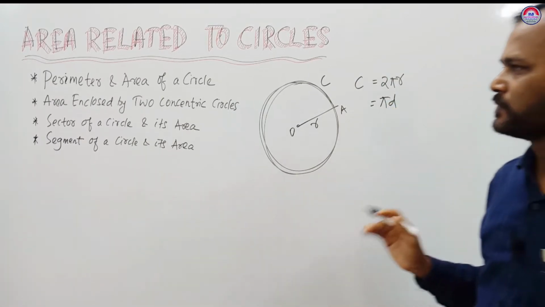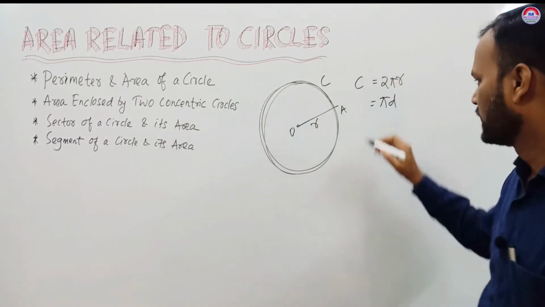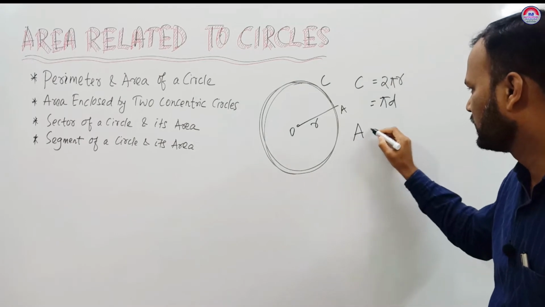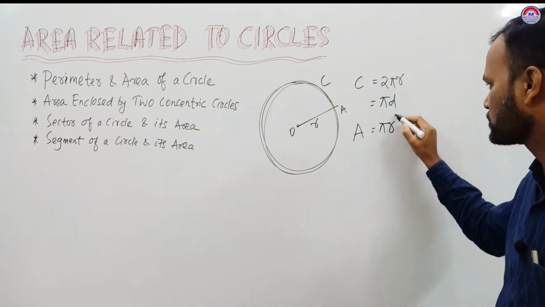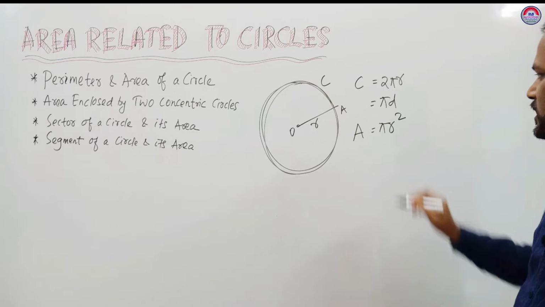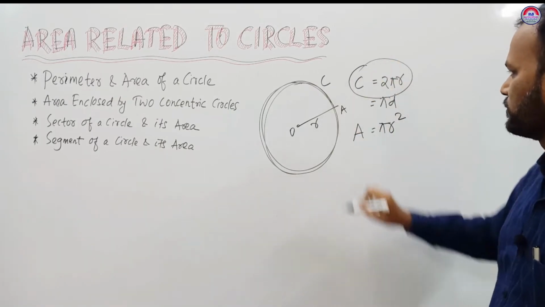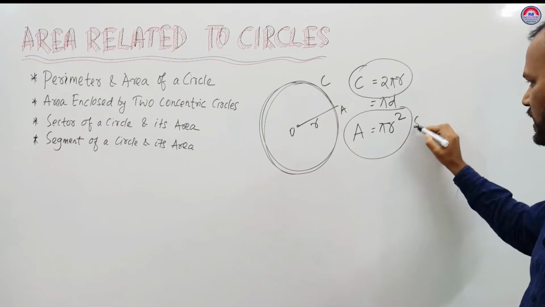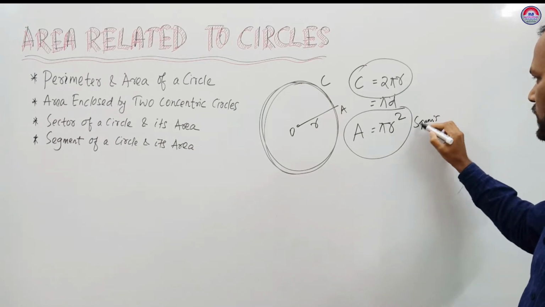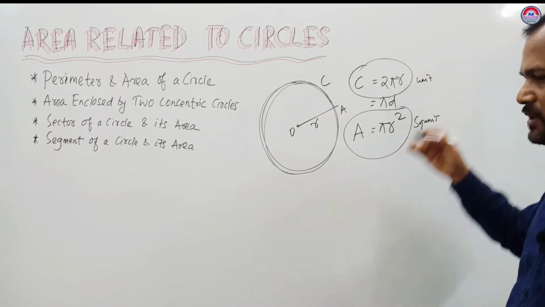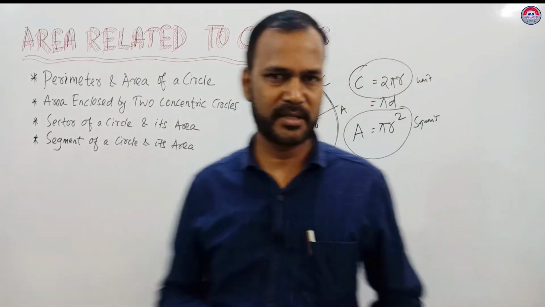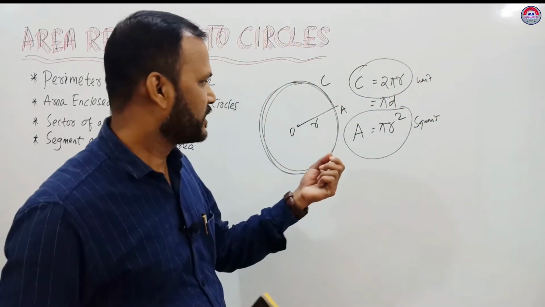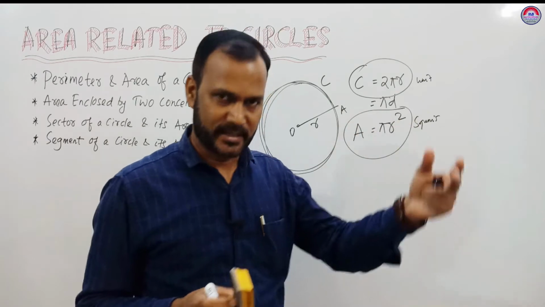That is the formula. Then what is the area of a circle? Area of a circle, you can write A is equal to pi r square. So here, two formulas, one is circumference or perimeter, then area pi r square. Here you write square unit. Here you write only unit. If centimeter is given, we write in circumference centimeter. If centimeter is given, then in area you can write square centimeter. Okay.